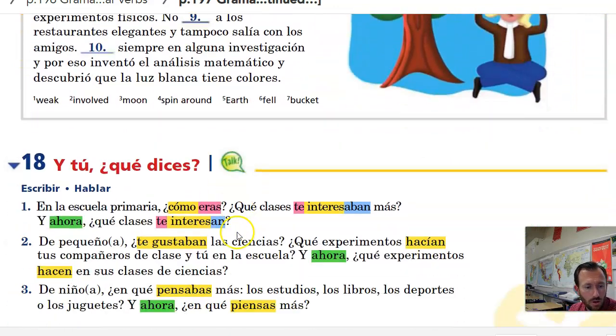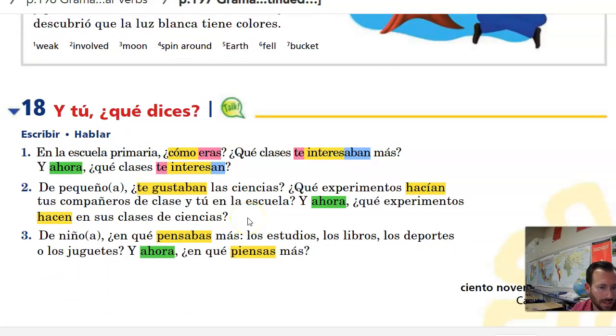But let's go ahead and take a look at our homework, which is exercise 18. I think you'll find it a bit easier than the first two exercises. ¿Y tú qué dices? Are questions that are asking, how about you? What is your opinion in response to these questions? You can look these up on Slader and copy and paste the answers. I'll have that pulled up.